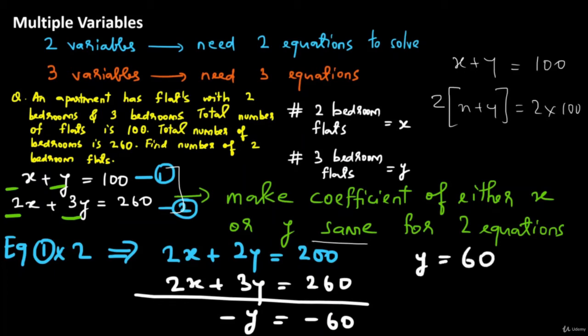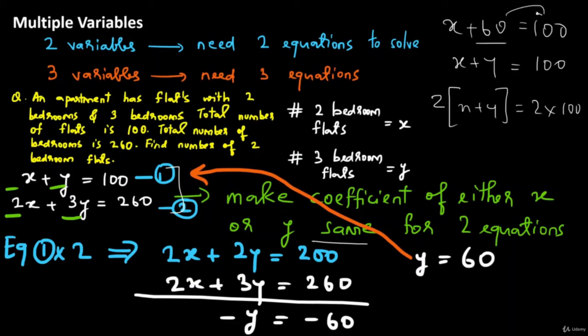Alright, now to find the value of x, let's substitute this in either of these equations. So let's do it over here. So we get x plus 60, right, is equal to 100, and let's take this 60 to the right hand side. So I get x is equal to 100 minus 60 which is equal to 40. So we have solved the equation. So you can see that over here if you substitute x is equal to 40 and y is equal to 60, you will get the sum as 100.